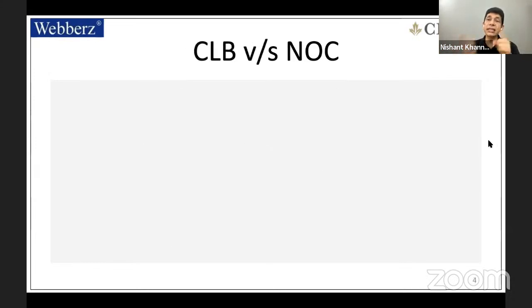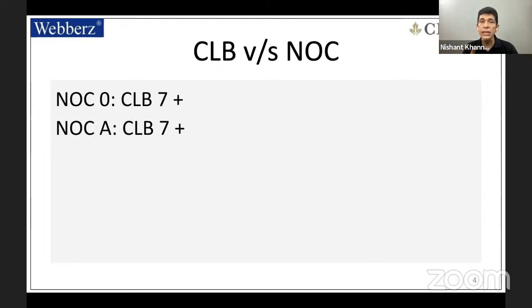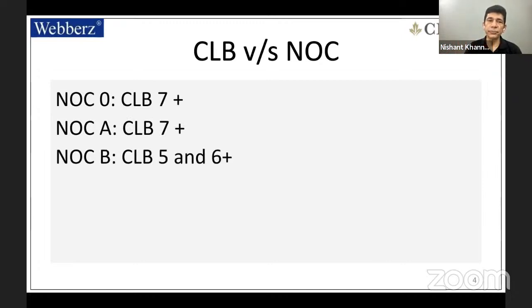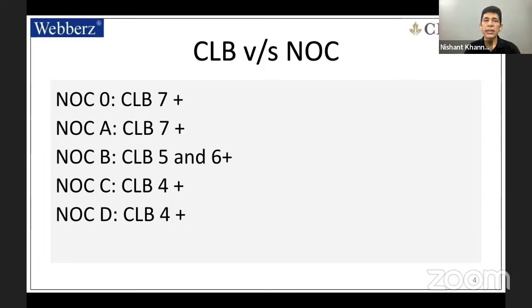Now, let us understand CLB versus NOC. That means for what NOC category, what kind of CLB score is required? Again, I'm talking of the bare minimum CLB level. For NOC level O, CLB 7 plus is required, nothing below 7 plus. A, CLB 7 plus. B, CLB 5 or 6 plus. C, CLB 4 plus. D, CLB 4 plus again.